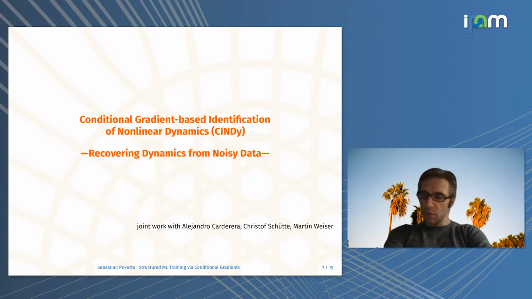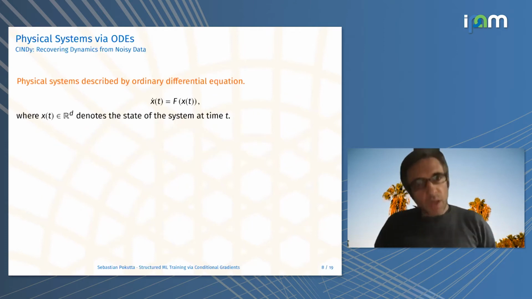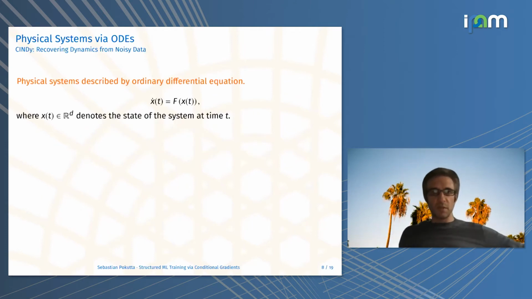Now what I would like to do in the first step is give you one example where you can use these methods to recover dynamics from noisy data. And that's joint work with Alejandro Caderera, Christof Schütte, and Martin Weiser. And the setup that we are considering is the following. You have a physical system that is described by an ODE, so x dot t is equal to f of x t. x t is here the state of your system.